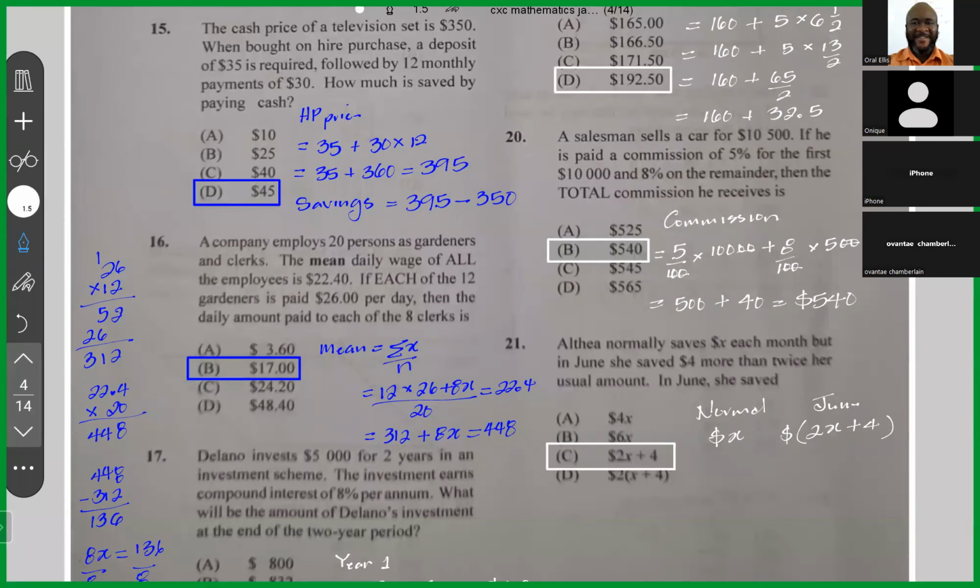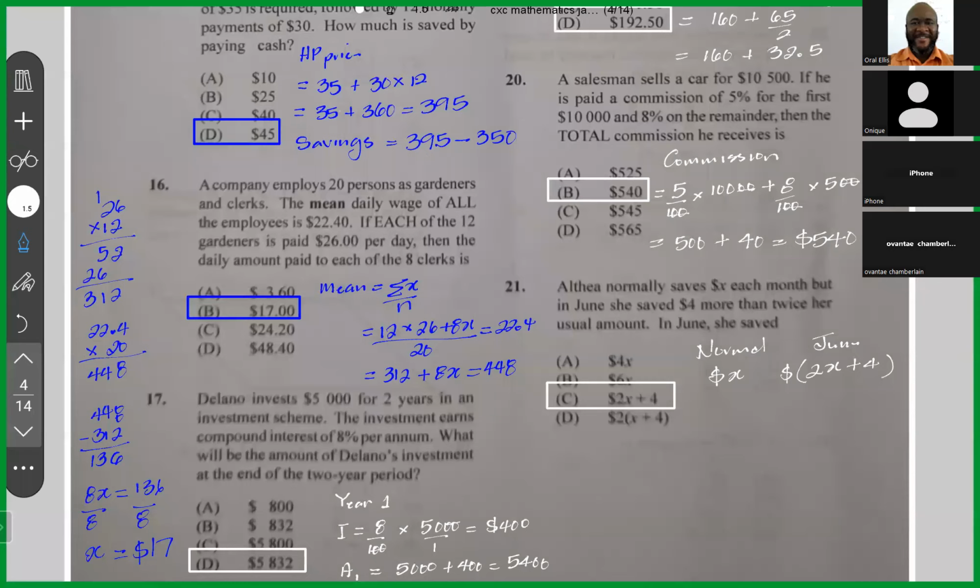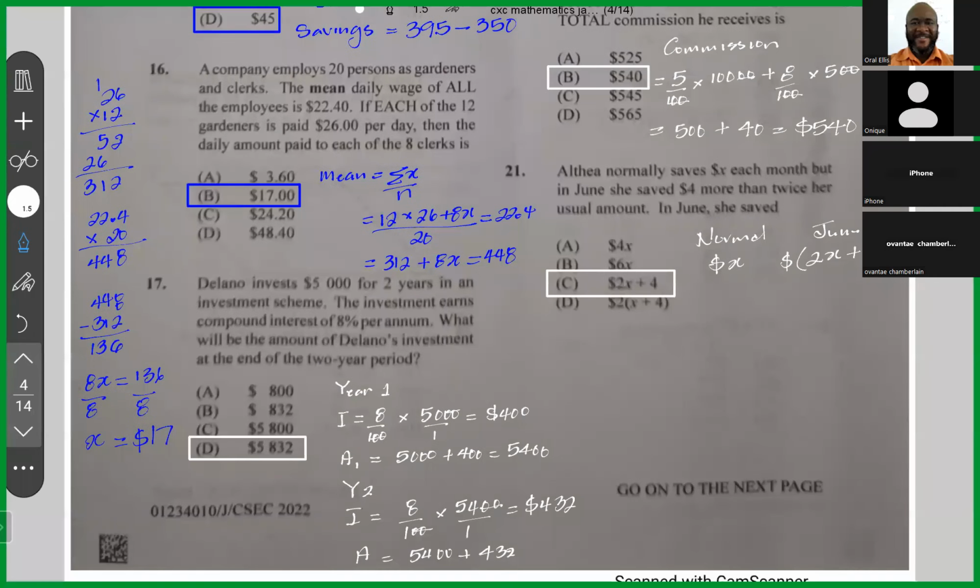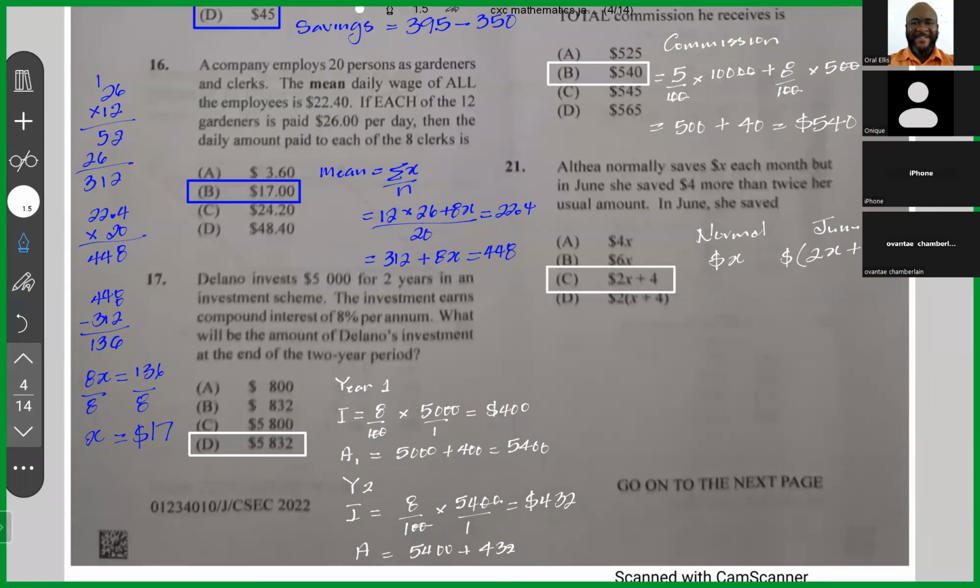All right, number 16. I saw one of my best students got number 16 incorrect. One of my best students. All right, so number 16. Number 16 says a company employs 20 persons as gardeners and clerks. The mean daily wage for all the employees is $22.40.